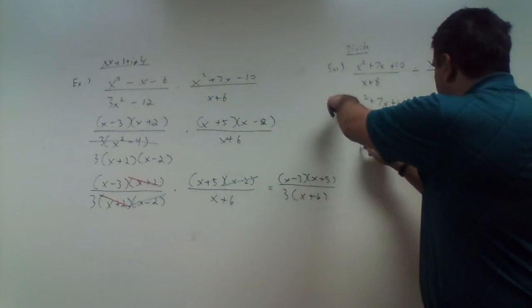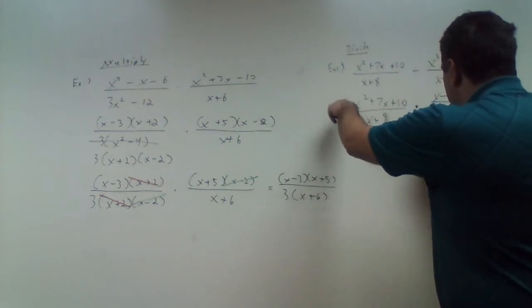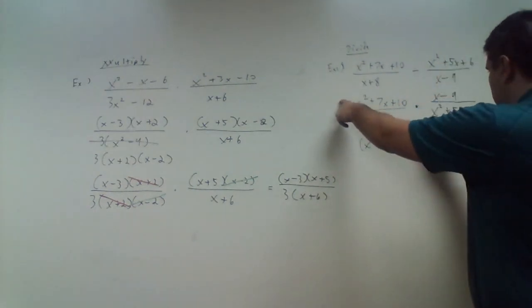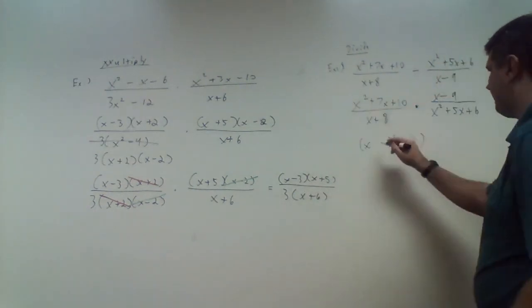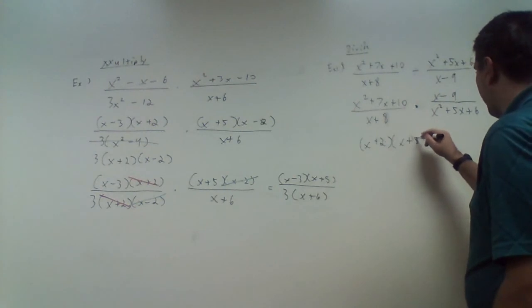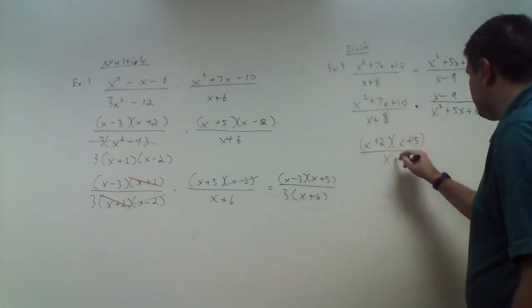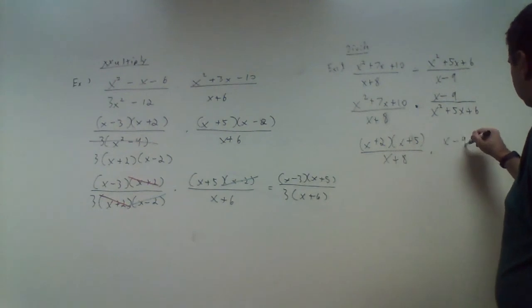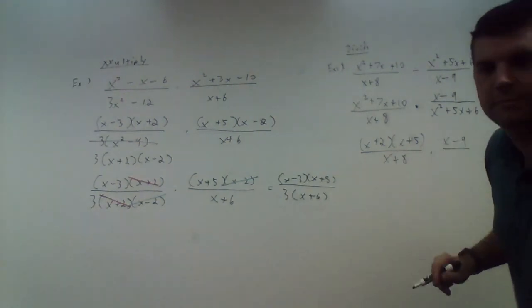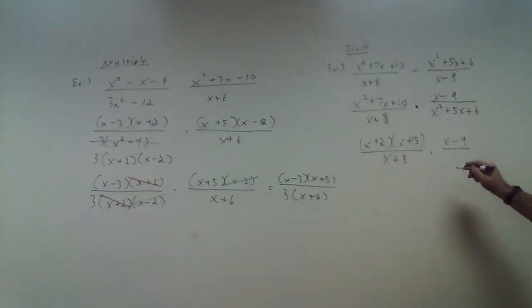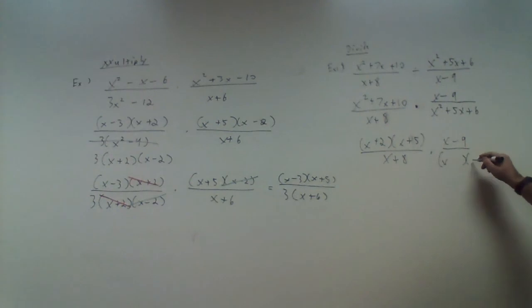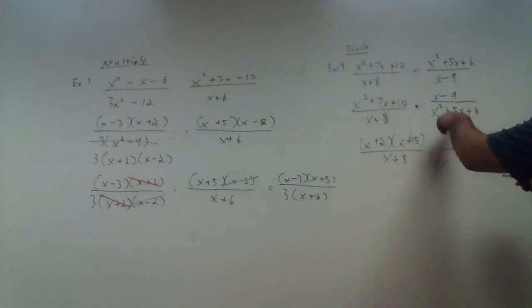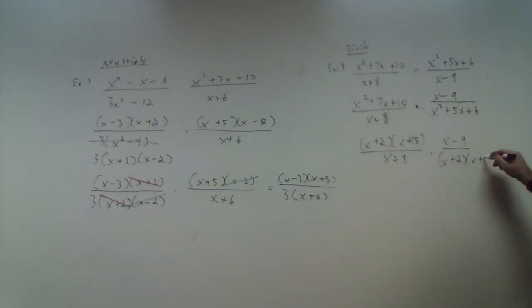So we have x and x. 2 factors of 10 that add to 7: plus 2, plus 5, over x plus 8, times x minus 9, and x and x to factor the bottom. 2 factors of 6 that add to 5: positive 2, positive 3. So plus 2, plus 3.